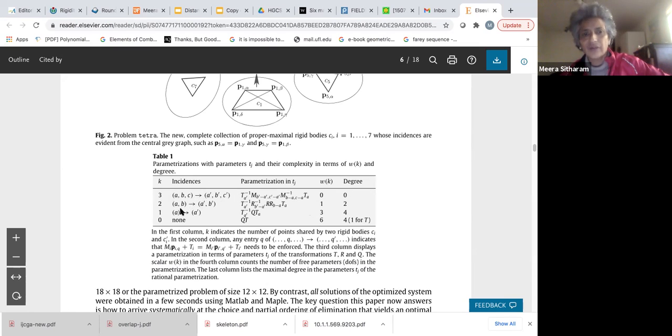So if you're identifying 2 points, then you have rotation about a single axis, and then you have one variable, which represents the rotation about that axis, and you have degree 2 by this rational parameterization we talked about. If you identify a single point, then essentially you have 3 degrees of freedom, so you would have 3 parameters in the parameterization, and the degree will be 4 by this rational parameterization.